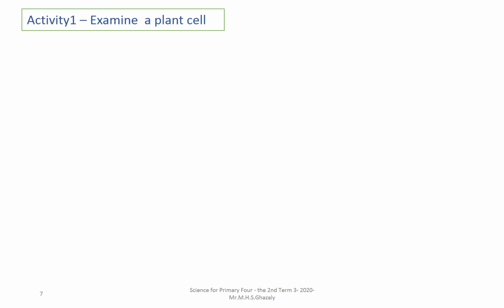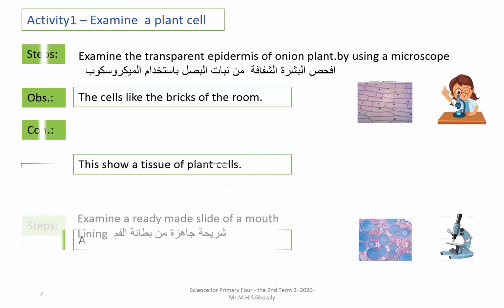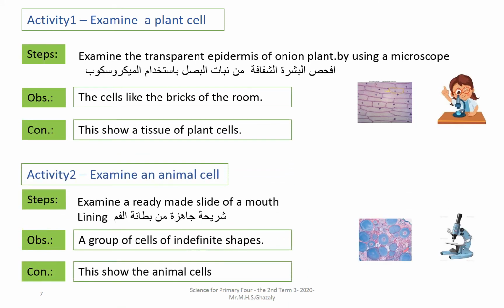Activity 1. Examine a plant cell. Steps: examine transparent epidermis of onion plant by using a microscope. افحص البشرة الشفافة من نبات البصل باستخدام الميكروسكوب. Observation الملاحظة: the cells are like the bricks of the room. خلايا تشبه طوب الغرفة. Conclusion الاستنتاج: this shows a tissue of plant cells. هذا يوضح أنسجة خلايا نباتية.